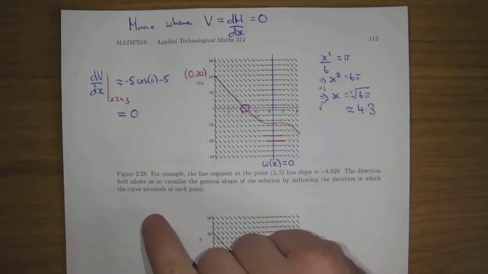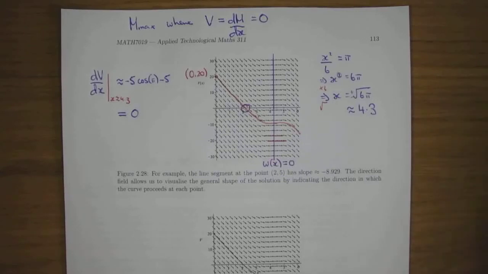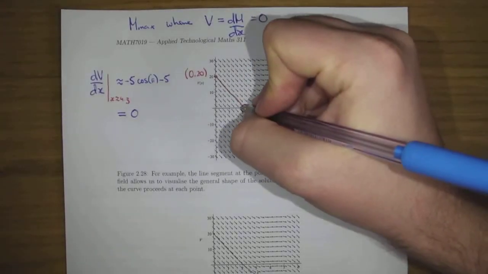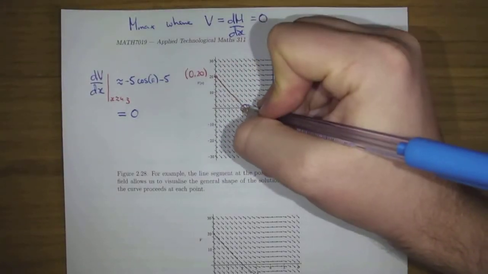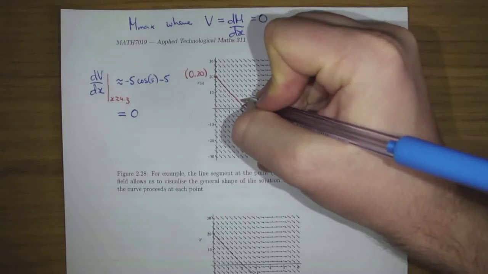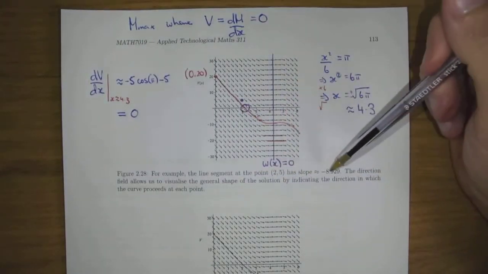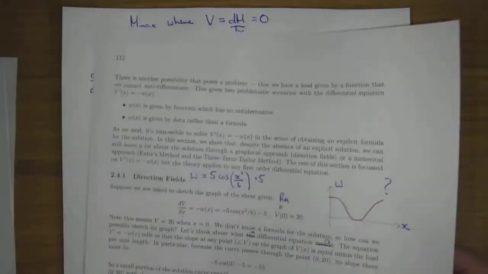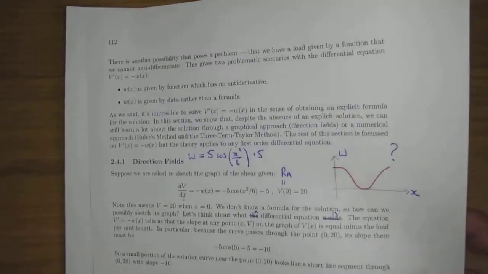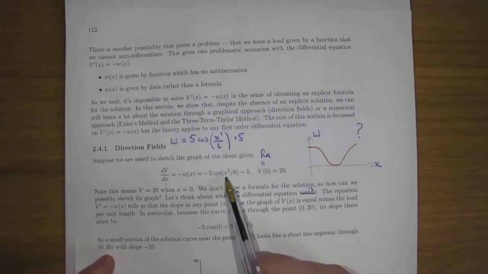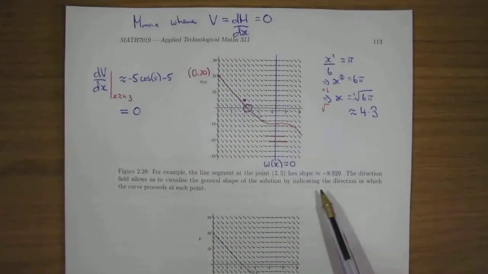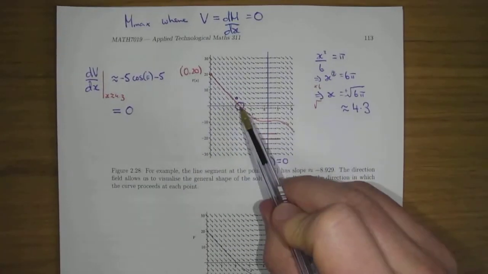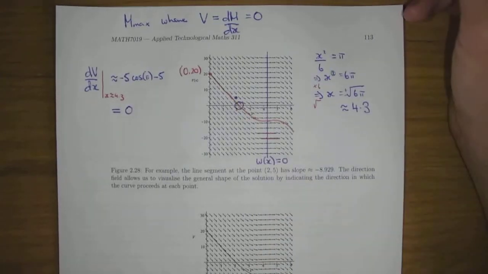Okay, so for example, the line segment at the point 2,5, something like that anyway, has slope. So you put in x equal to 2. By the way, you have to be in radians. If there's any differentiation with sine and cos, it has to be radians. So put x equal to 2 into this, you get out minus 8.99. So the slope there is minus 8.99.